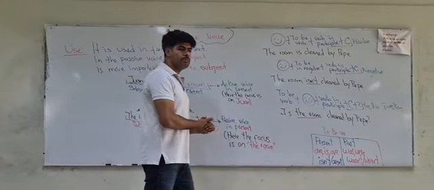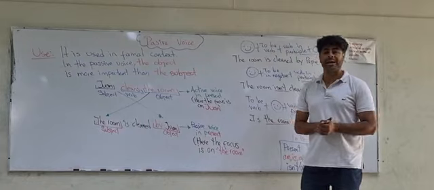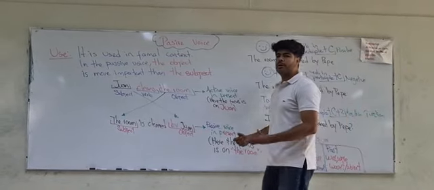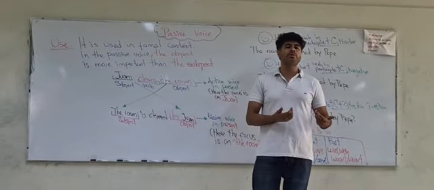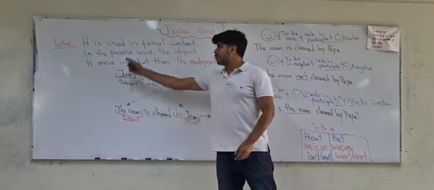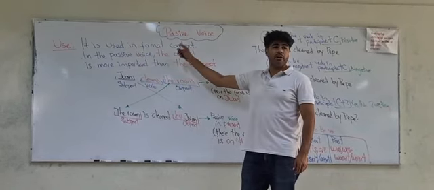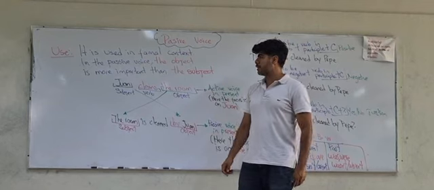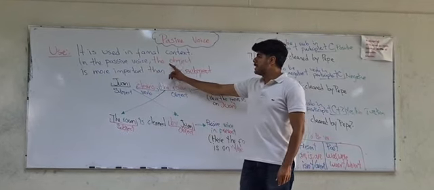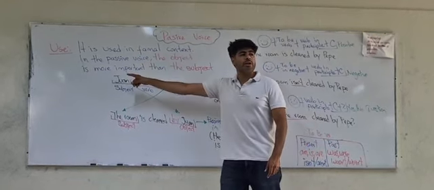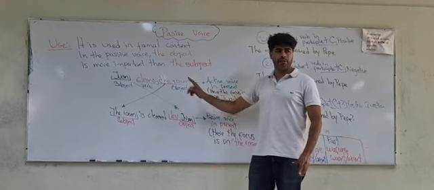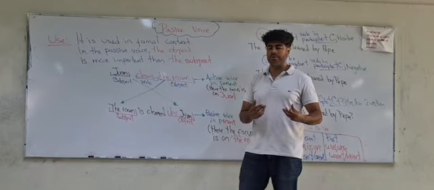Okay guys, so today we're taking a look at the use of passive voice. To begin with, when do we use and why do we use the passive voice? The passive voice is used in formal contexts, in formal situations. In the passive voice, the object is more important than the subject. That's something important to consider.